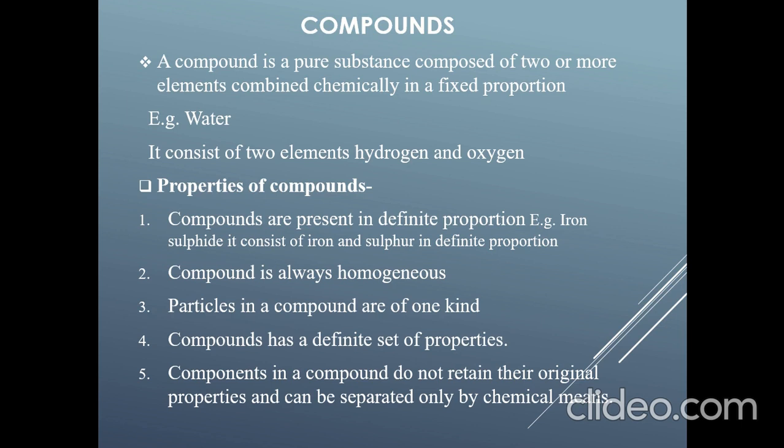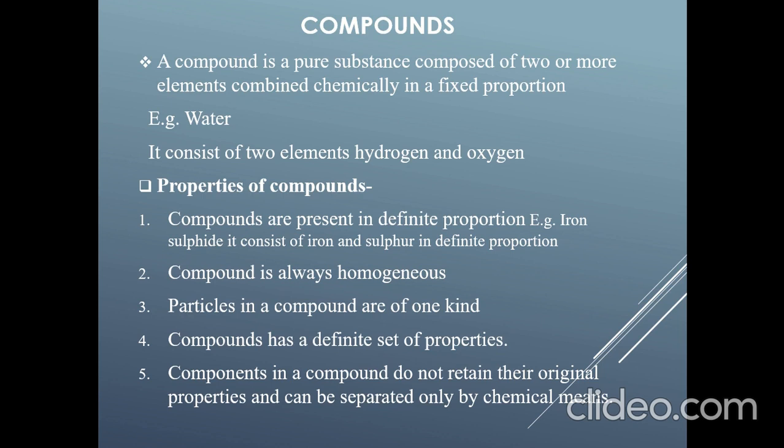Now let us understand the properties of compounds. Compounds are present in definite proportion. Iron sulfide, FeS, consists of iron and sulfur. Both of them are present in definite proportion. A compound is always homogeneous. Particles in a compound are of one kind. Now, for example, if we take iron sulfide, the composition cannot be varied. Hence, it has uniform composition. Components may not be seen separately.